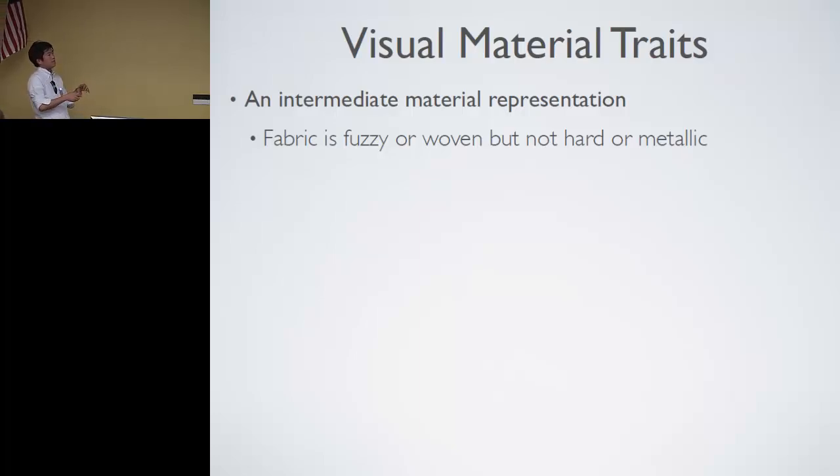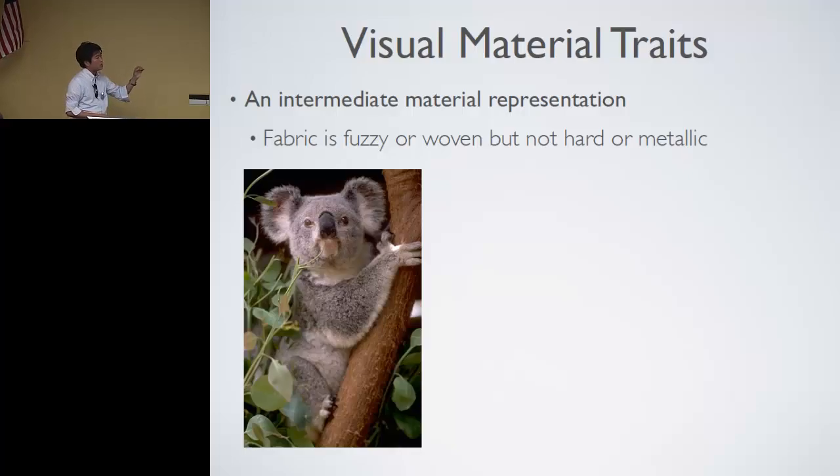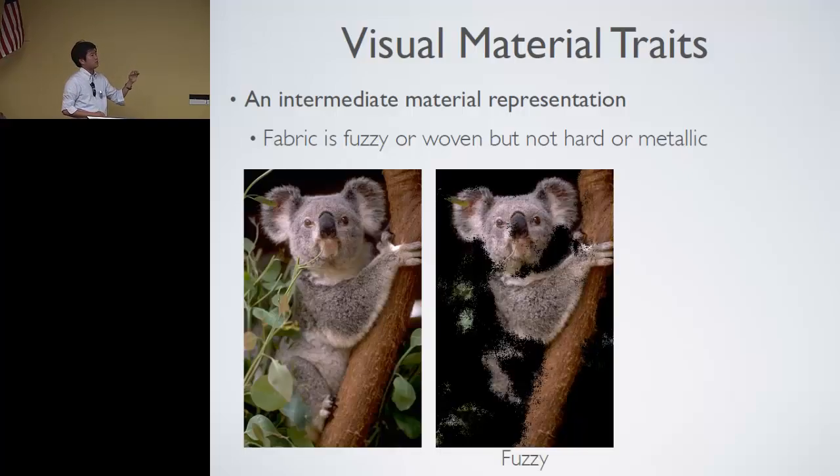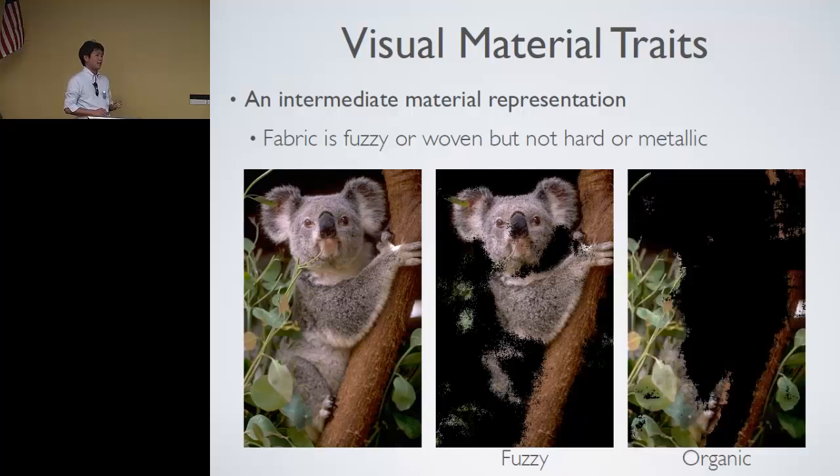So what we're going to say is that, okay, fabric is fuzzy or woven but cannot be hard or metallic, right? Metal can be shiny and smooth but cannot be fuzzy, right? That's the way we want to represent materials. And the goal is then to recognize these materials at every single pixel. For each pixel, we want to tell how fuzzy that is, how organic that is.